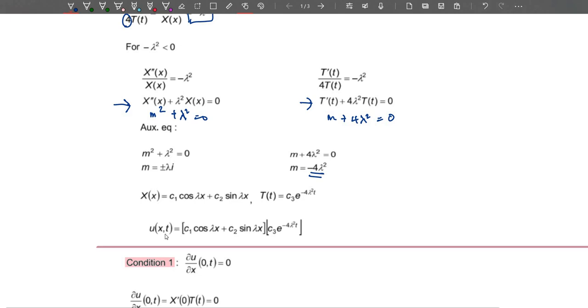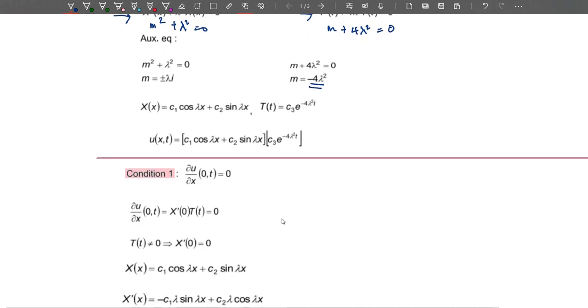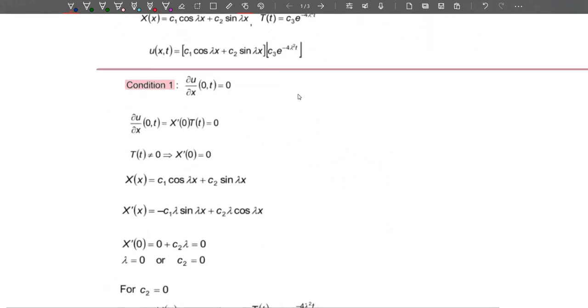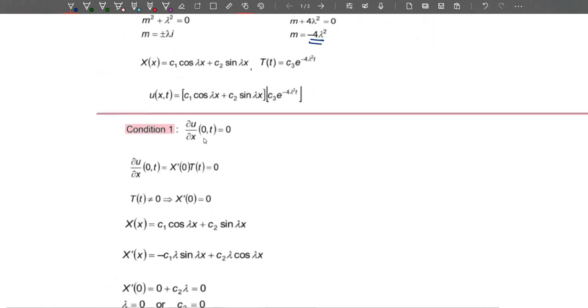So u(x,t), the temperature, is equal to X of x times T of t. We apply the first condition, which is del u over del x at (0,t) equal to 0. Sorry, I didn't write it earlier. It means u_x(0,t) equals 0. So from here we know that X prime 0 times T of t equals 0, because we differentiate u with respect to x. Since T of t does not equal 0, therefore X prime 0 equals 0. Okay, X of x is this one.